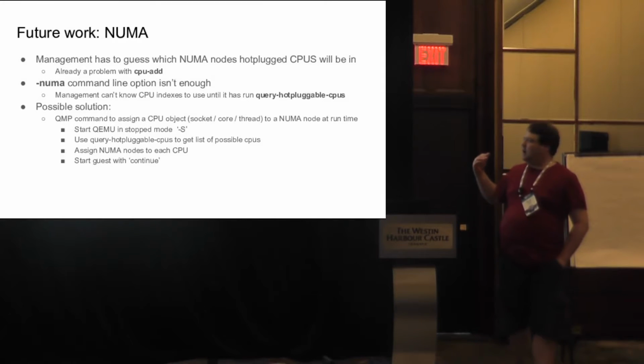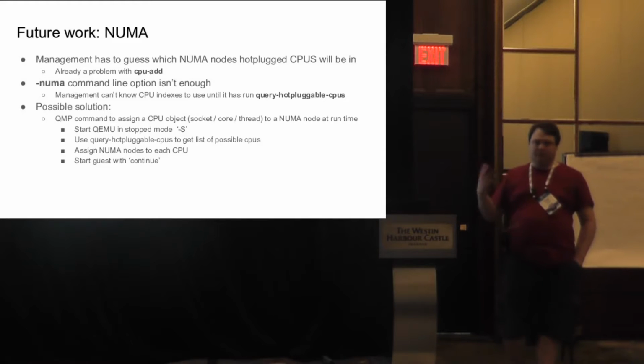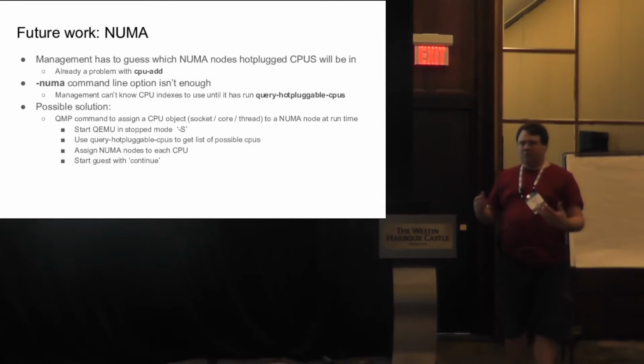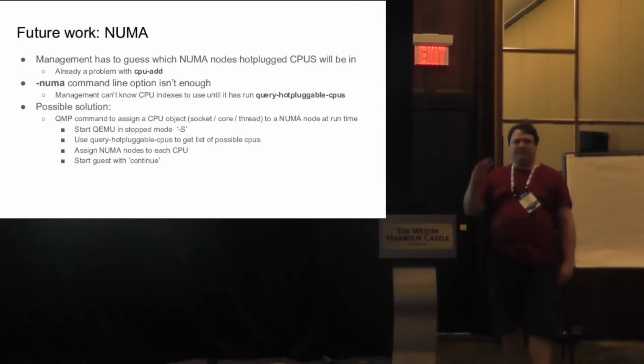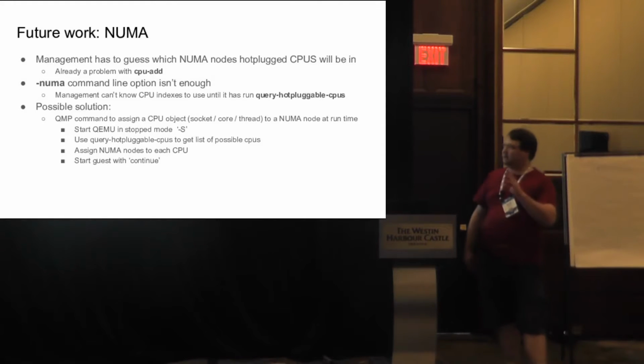A possible solution suggested by Igor is, as a replacement for the NUMA command option, you start up QEMU without any NUMA nodes assigned for the CPUs at least, and then use new QMP commands to manually assign the possible CPU slots to the NUMA nodes you want, and then you actually start the thing. There might still be problems with that. It's something we're considering. We're still actively working on how to do that. We've got some ideas, but nothing's really settled yet.